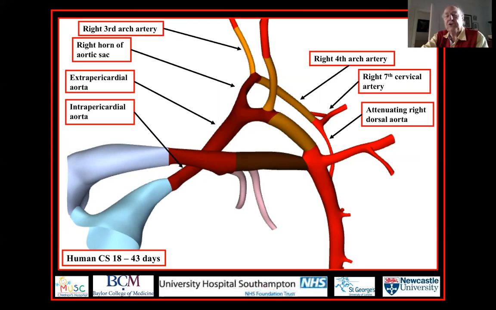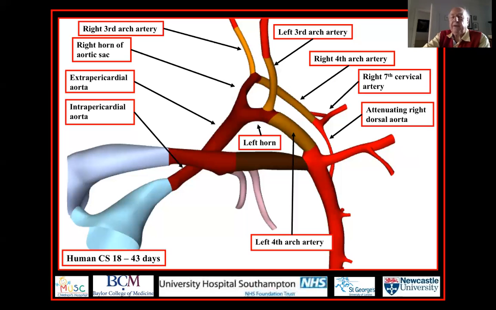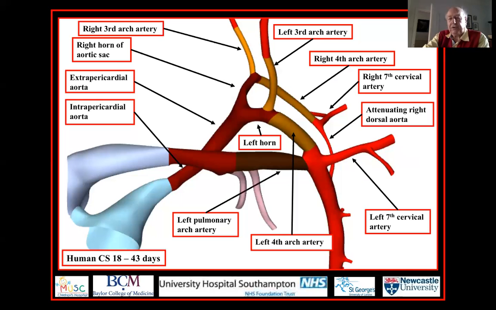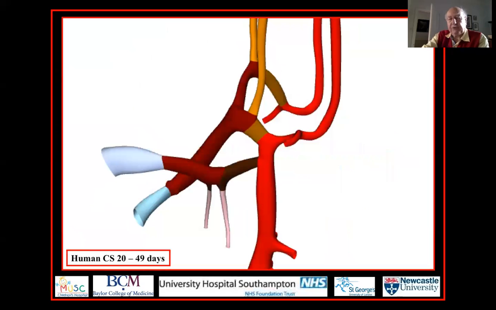And eventually that too is going to disappear, as I'll show you in the next stage. So the left horn we can now recognize as the beginning of the transverse arch of the aorta. And it's giving rise to the left 3rd arch artery, continuing as the left 4th arch artery, and the left 7th cervical intersegmental artery is now opposite the junction between the left pulmonary arch artery and the dorsal aorta. And this is very important when we consider coarctation and interruption.